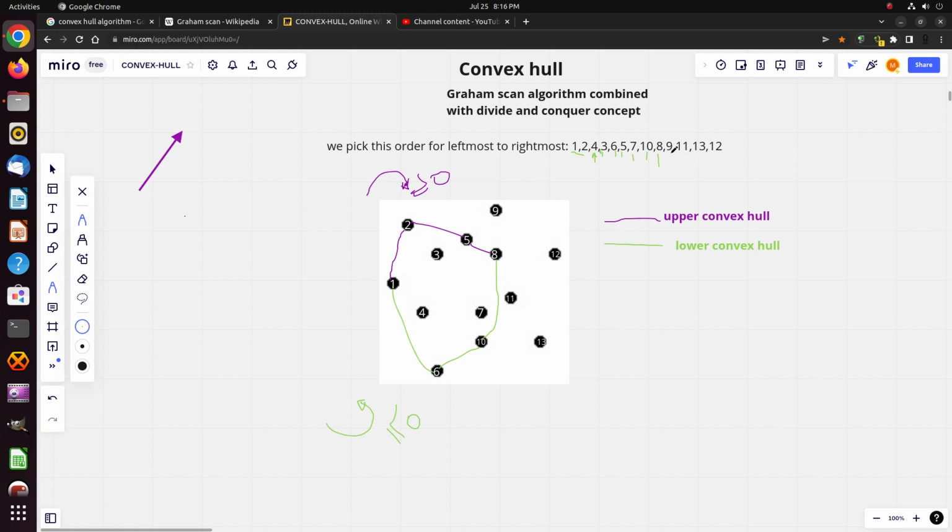Now, 9 with respect of 5, 8, negative, we cannot add it, so we delete 8. With respect of 2, 5, negative, we delete. 9 with respect of 1, 2, positive, we can add this. 9 with respect of 10, 8 is negative. We can add it to the lower hole.